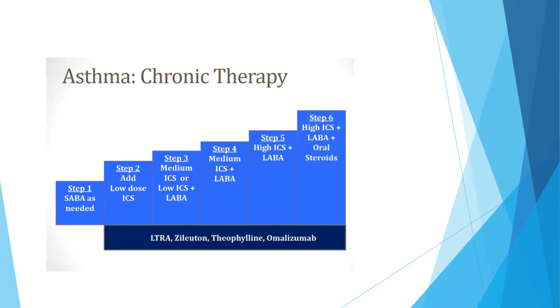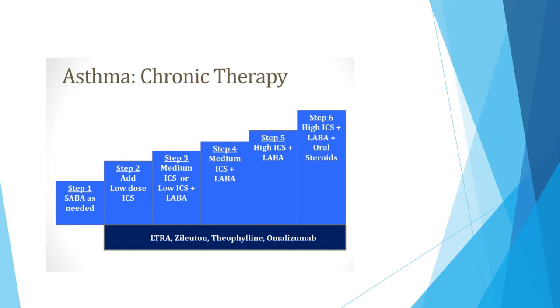So this is the basic outline of asthma chronic therapy. In step one, we only indicate the short-acting bronchodilator, only when there are symptoms. Okay, in step two, we add a low dose inhaled corticosteroids. In step three, we go for medium inhaled corticosteroids or low dose ICS plus a long-acting bronchodilator.